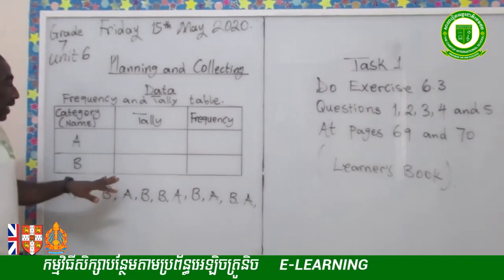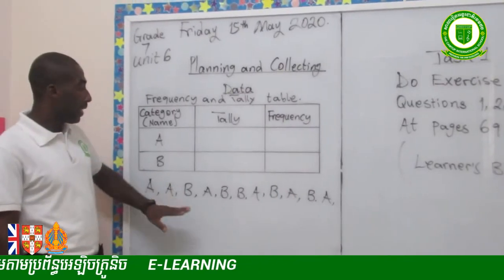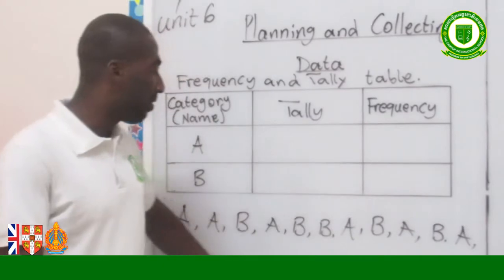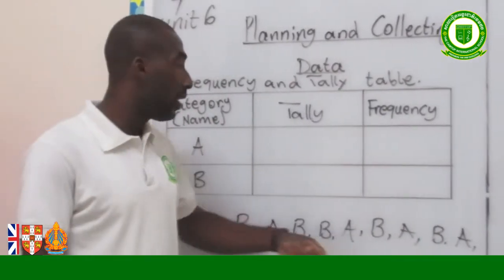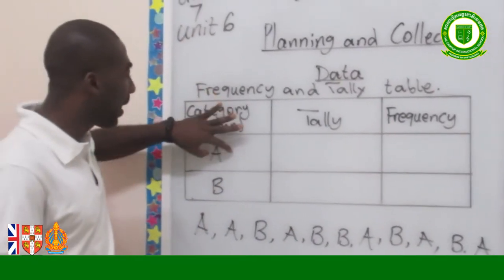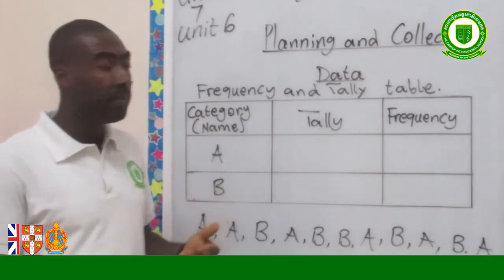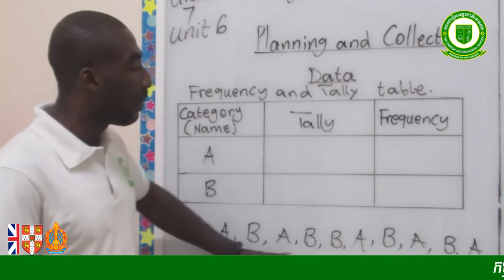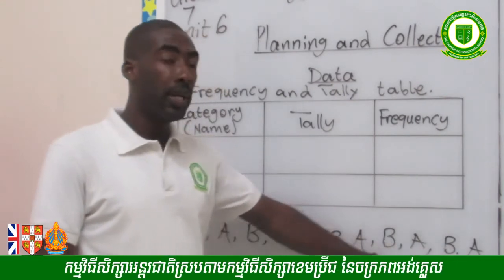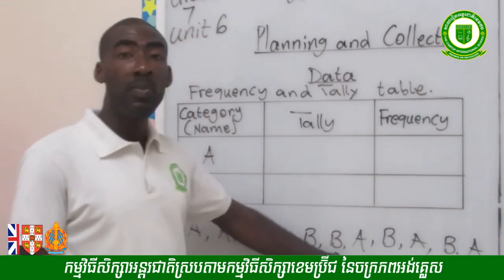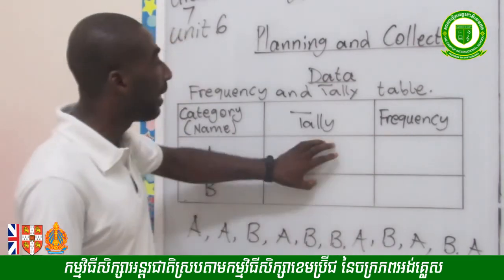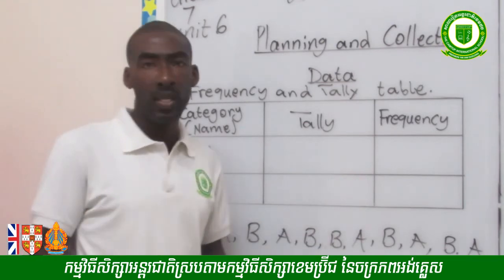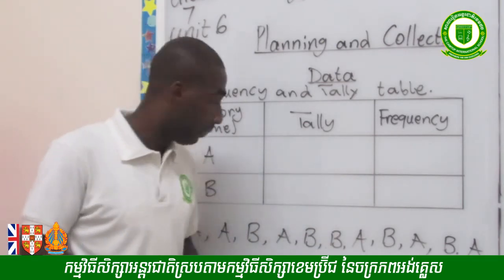Over here, we are taking a look at data collection on two letters, which are alphabets. So we have A and B over here. In our categories, we have category A and category B. We want to see the number of times that A appears on this row, and the number of times that B also appears on this row. So we're going to use tally and frequency to determine the number of times that they appear here. We'll start with tally first.